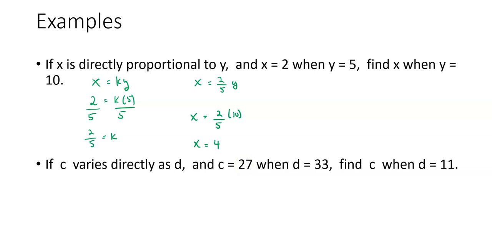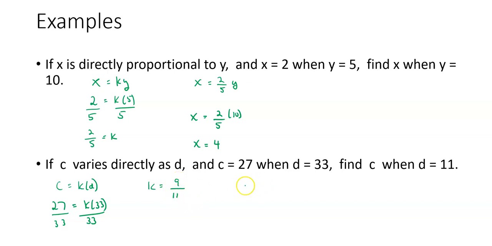All right, the same thing can be done with the other one. It says c varies directly as d. C is 27 when d is 33. Find c when d is 11. So c equals some constant times d. Let's throw in some numbers. C is 27 when d is 33. If I divide both sides by 33, 27 over 33 can be simplified. 27 divided by 3 is 9. 33 divided by 3 is 11.